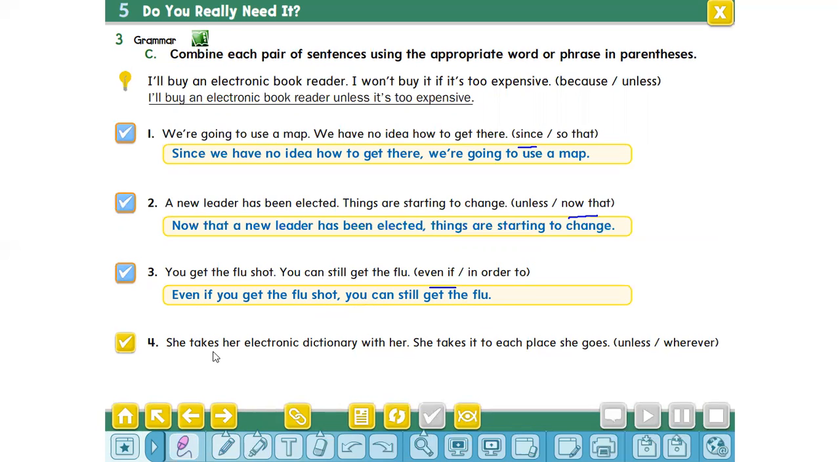Number 4, she takes her electronic dictionary with her. She takes it to each place she goes. Place. Very good. So we will use wherever. She takes her electronic dictionary with her wherever she goes.